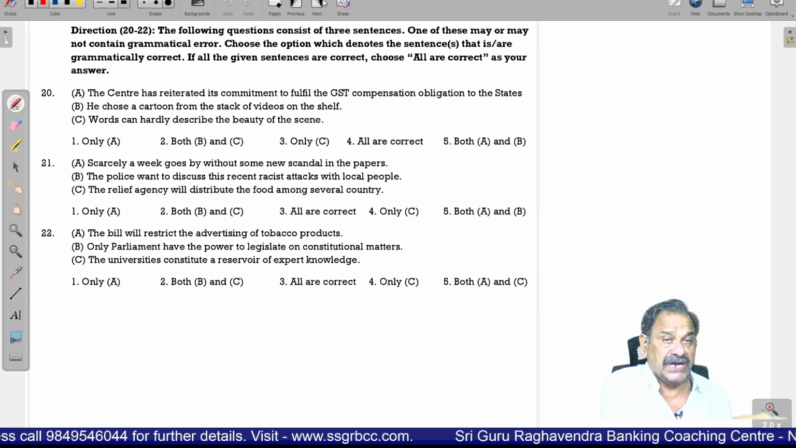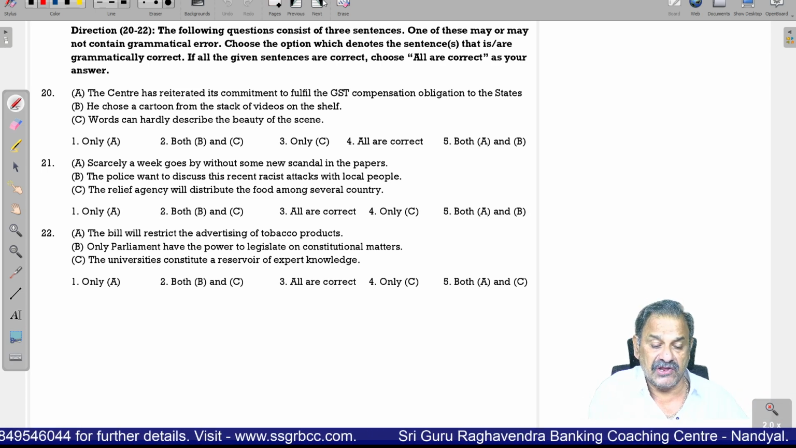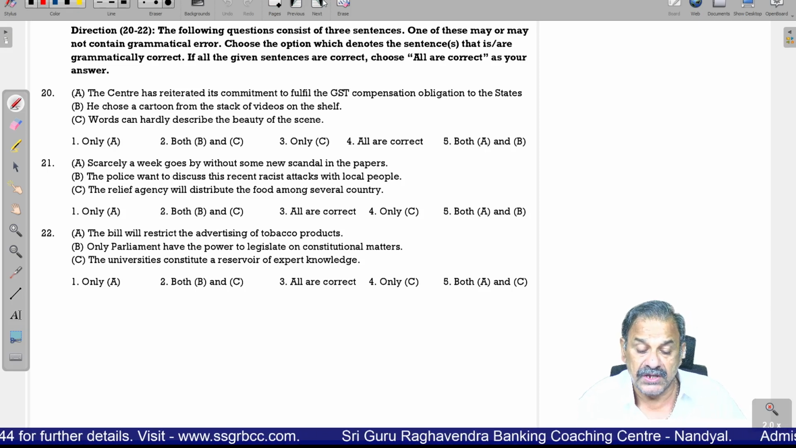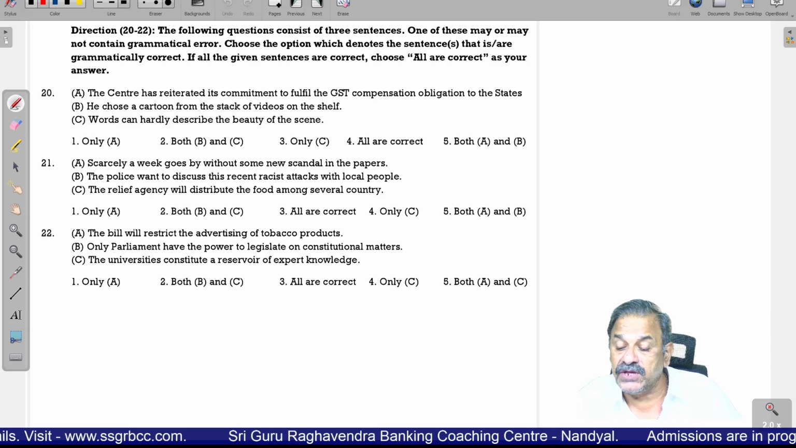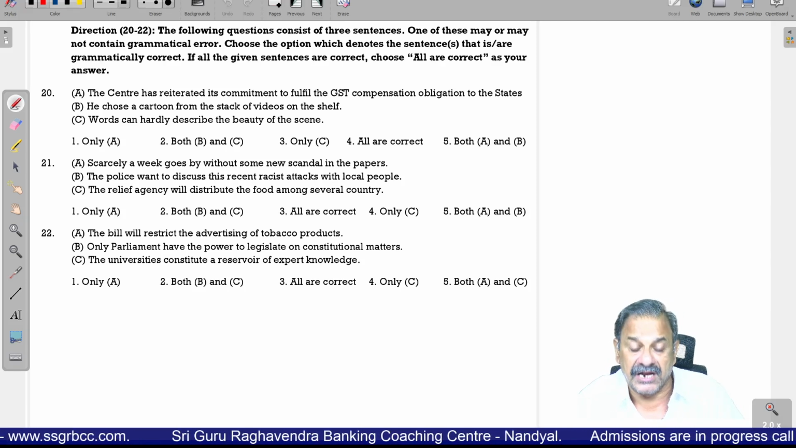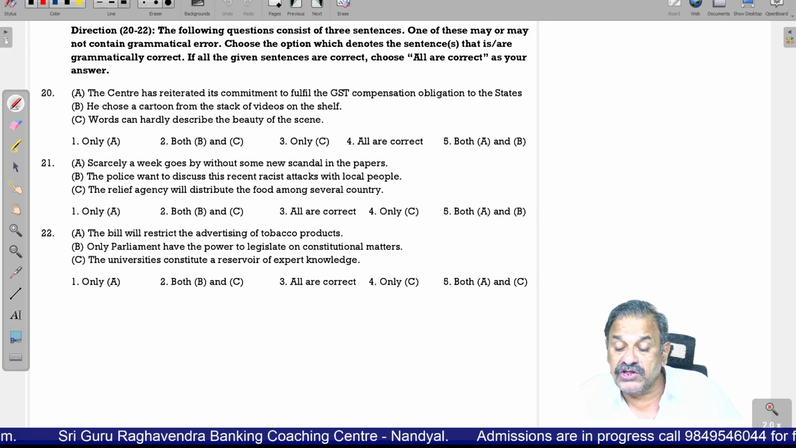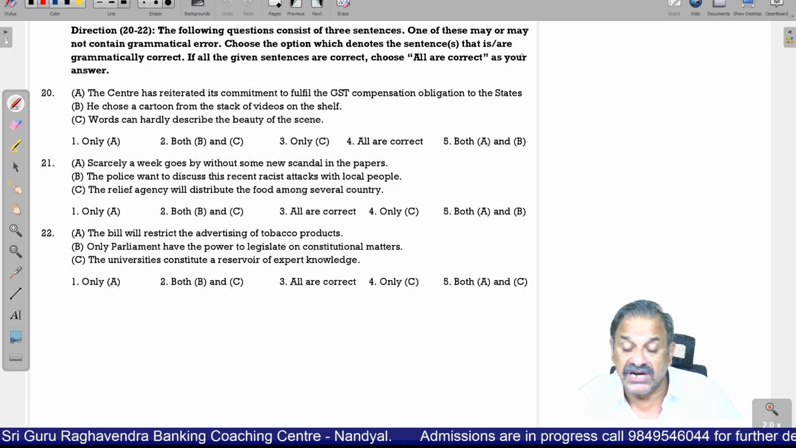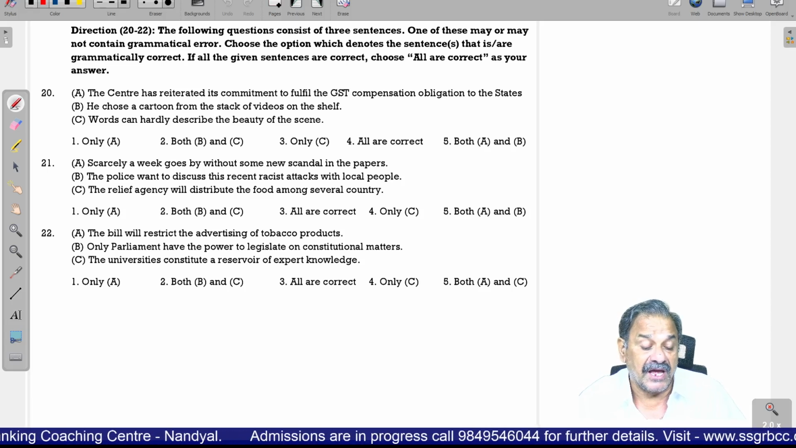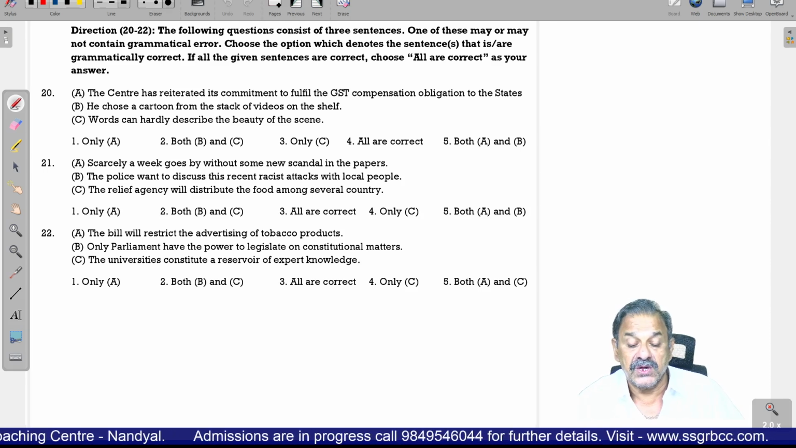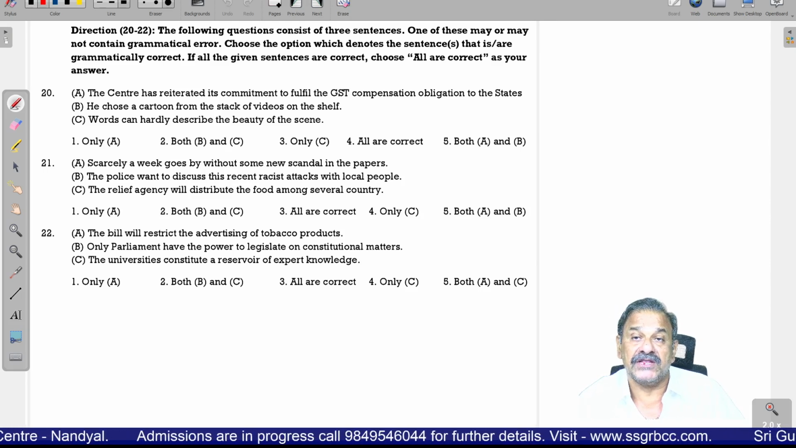Correction of sentences, 20 to 22. The following questions consist of 3 sentences. One of these may or may not contain a grammatical error. Choose the option which denotes the sentence or sentences that are grammatically correct. If all the given sentences are correct, choose all are correct as your answer. So here your job is to identify the correct one.